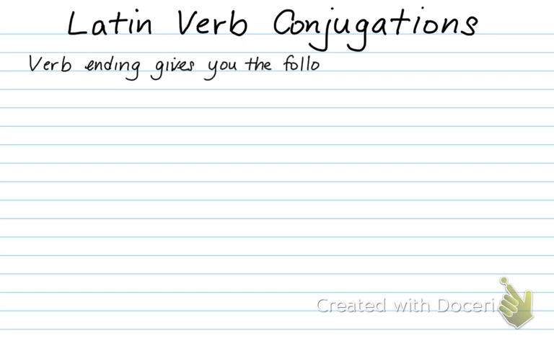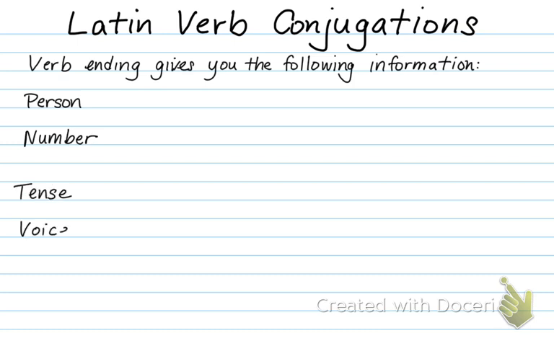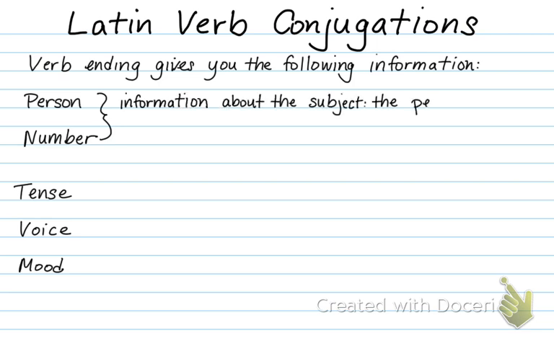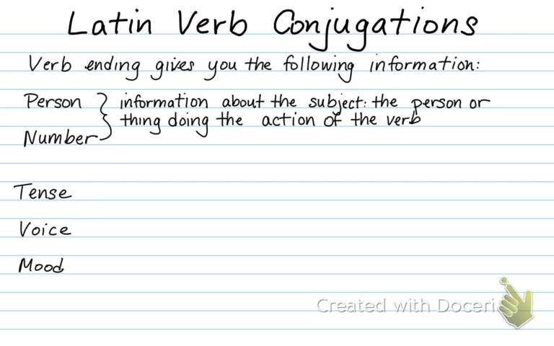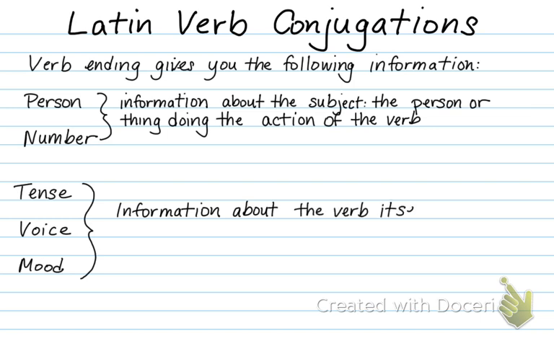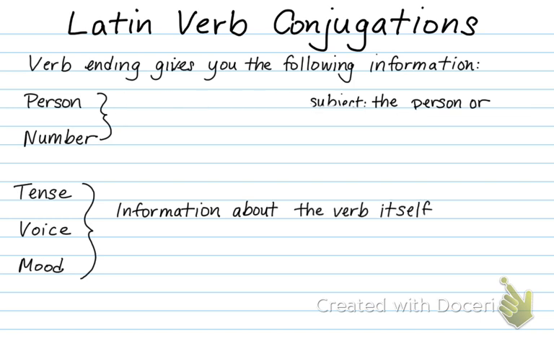In verb conjugations, we look at verb endings to tell you the following information: person, number, tense, voice, and mood. Person and number both give you information about the subject. The subject is the person or thing doing the action of the verb. Tense, voice, and mood all give you information about the verb itself. So let's look in more detail about person and number.